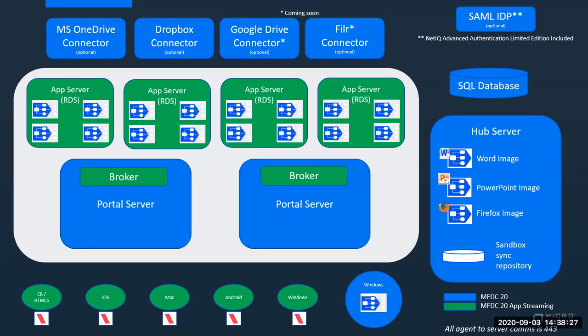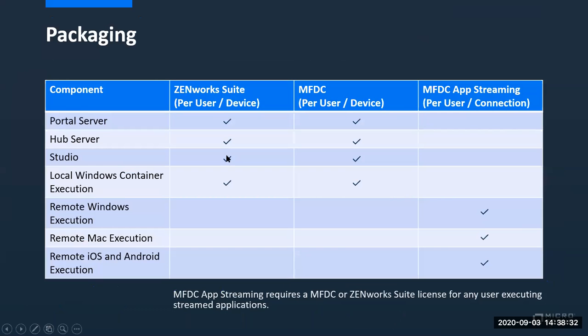If you look at the product, we've got Desktop Containers as a separate product, but quite a lot of customers have it as part of the ZENworks suite. You will have the portal server, and you will have the new hub server. That's now an integrated piece. In the past, there were two different components, and that's now integrated as one. You've got the version of Studio that will actually allow you to do network configuration and things like that.